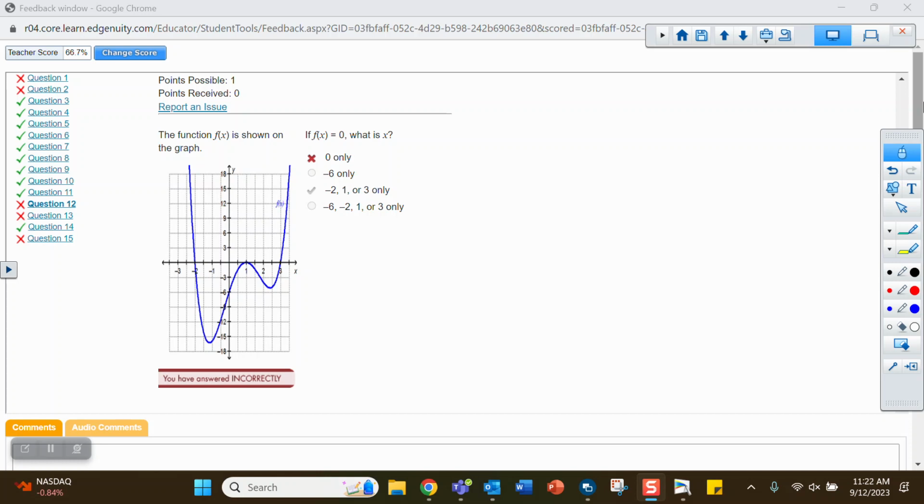So again, on this one, it is where does the graph cross the x-axis? So when is the y value 0? And it's 0 at negative 2, 1, and 3.